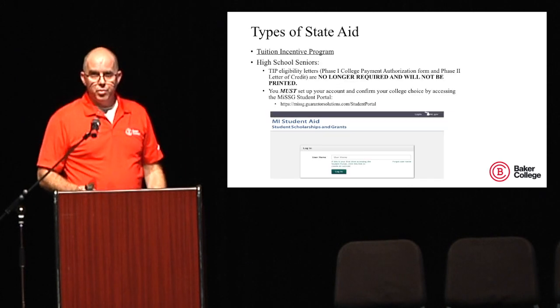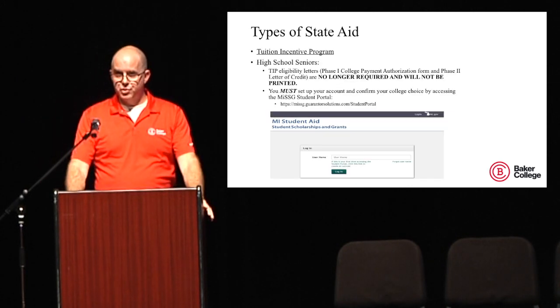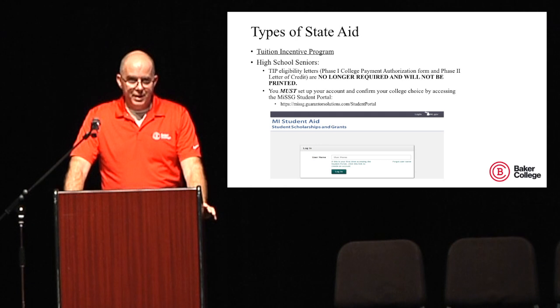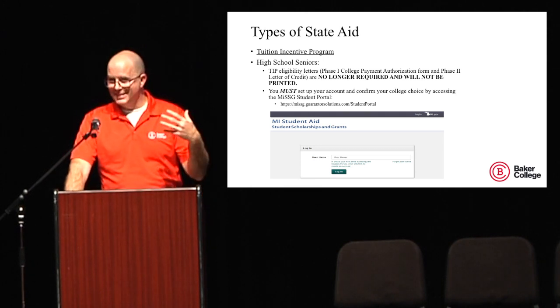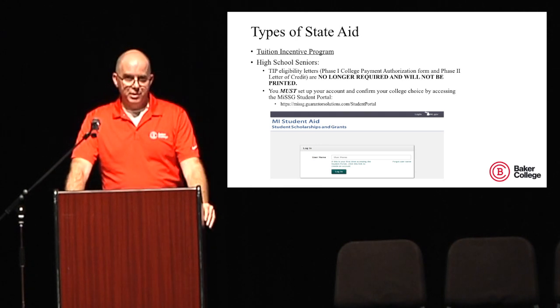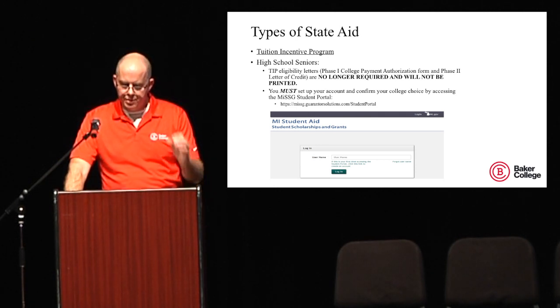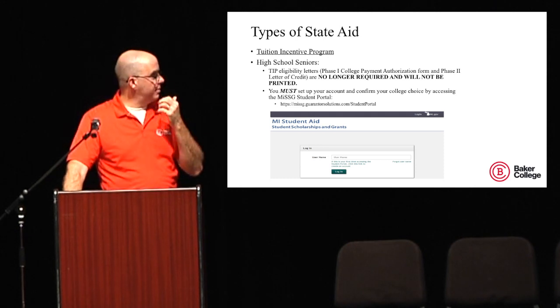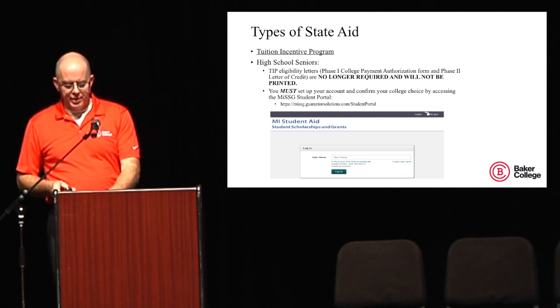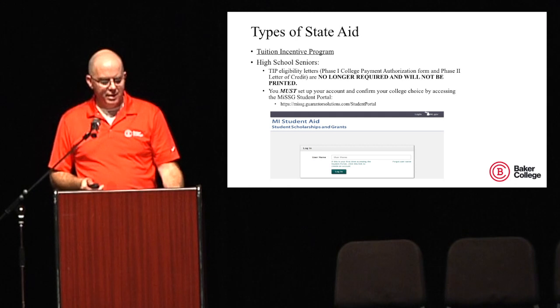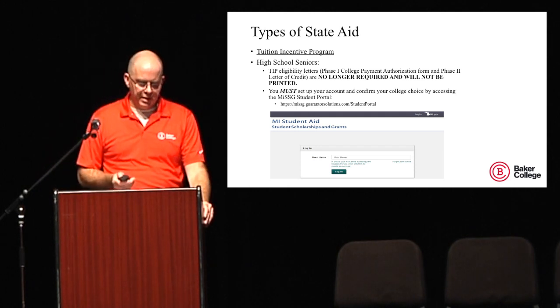Now, years ago, in order for a financial aid office to award TIP to a student, the family had to submit what was called a TIP letter from the state of Michigan to the financial aid office. The state of Michigan no longer uses these letters. What they want the student to do is go to the website that's up on the screen and certify what institution they plan on attending, and the state of Michigan will send the funds to that institution.